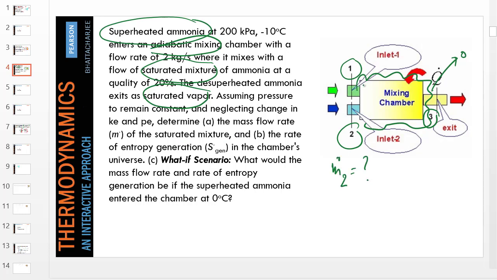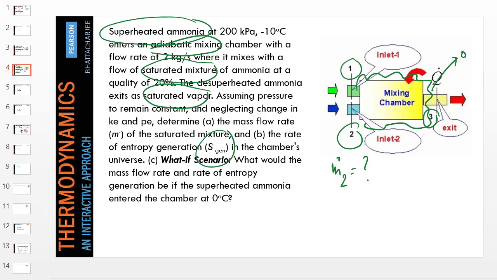So we have the flow coming, m dot 1 is known. How much should be m dot 2 so that we meet a desired exit state? We'd also like to find S dot gen of the universe, that is, what is the amount of mixing friction as quantified by entropy generation of the system's universe.